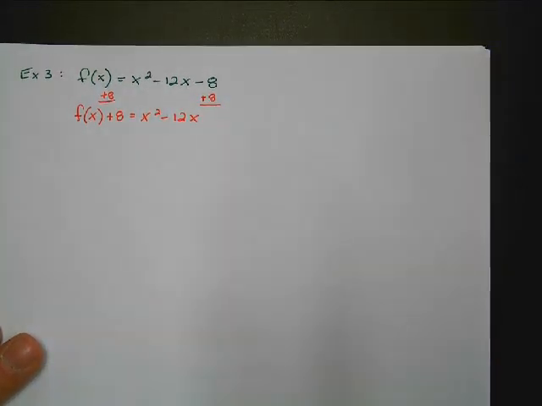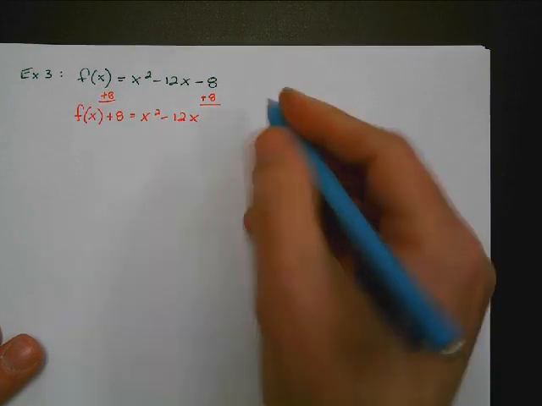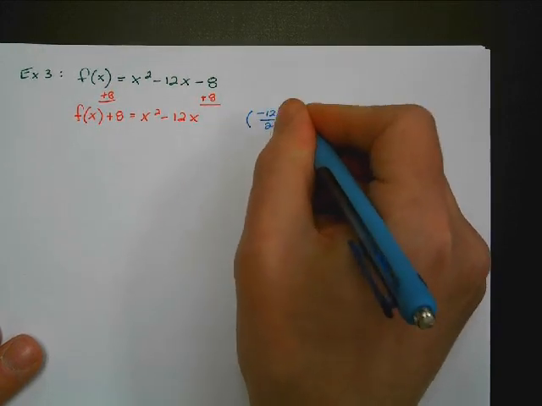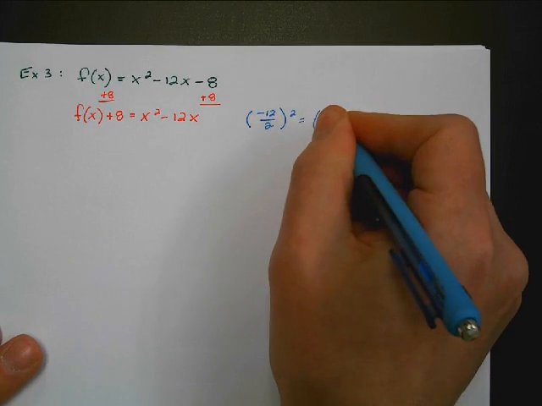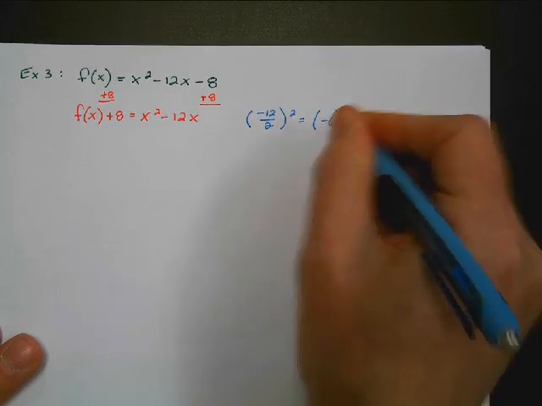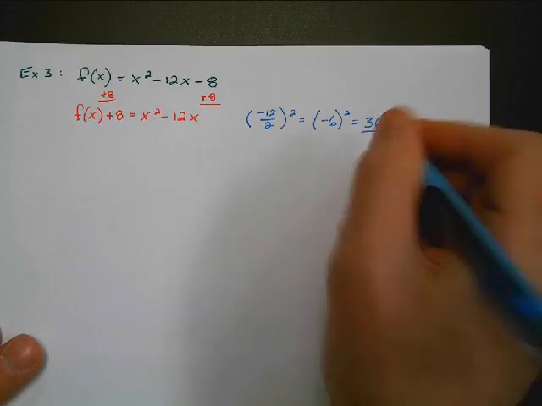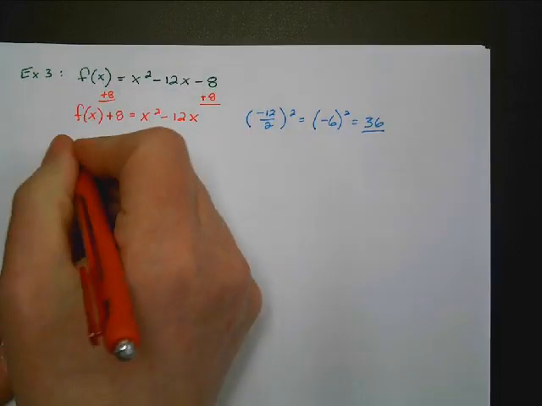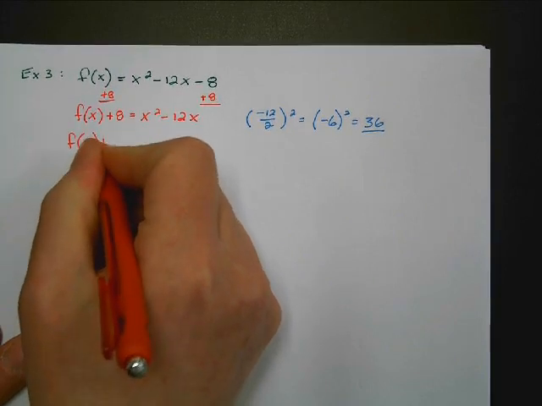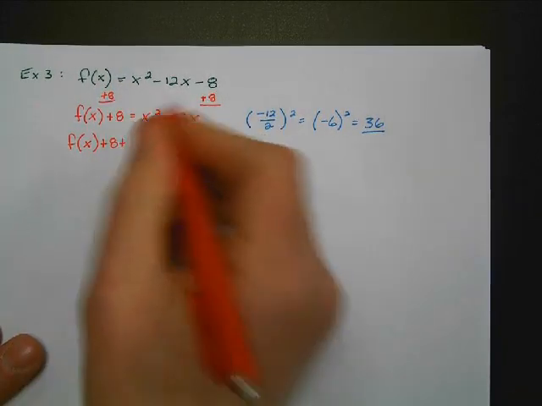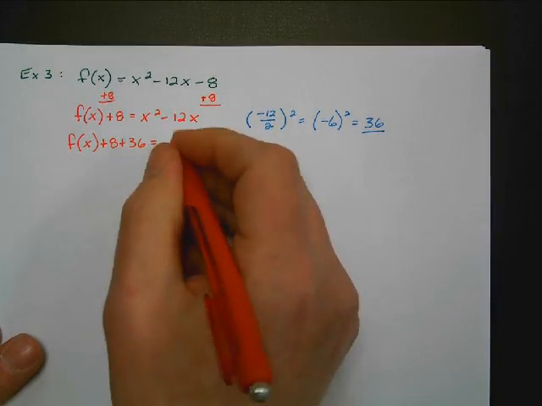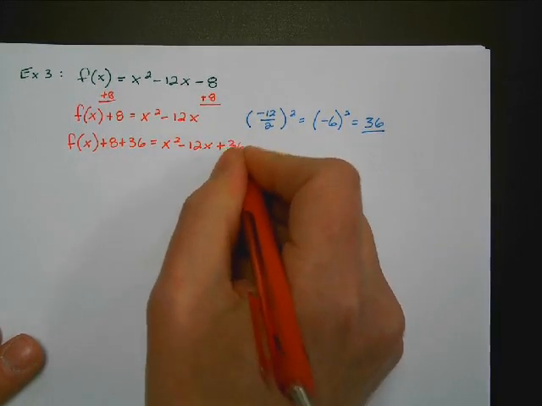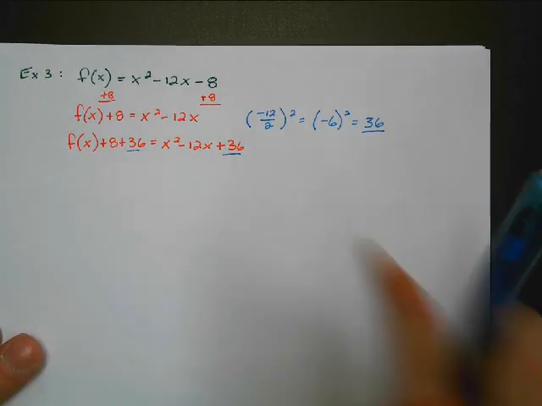Okay, now we have to ask ourselves, what number will complete the square? We take the b value, which is negative 12. Don't forget the negative. We're going to do negative 12, and then we divide by 2, and we square it. So negative 12 divided by 2 is negative 6. We square it. Negative 6 squared is positive 36. You're always going to get a positive number right there. That was step 2. Step 3, we're going to add that 36 to both sides of the equation here. So we do f of x plus 8 plus 36 equals x squared minus 12x plus 36. So I added 36 to both sides of the equation.